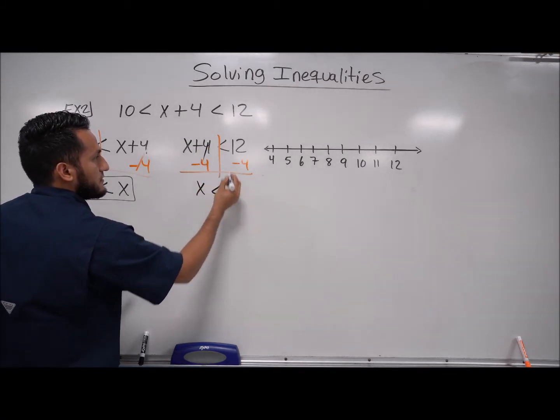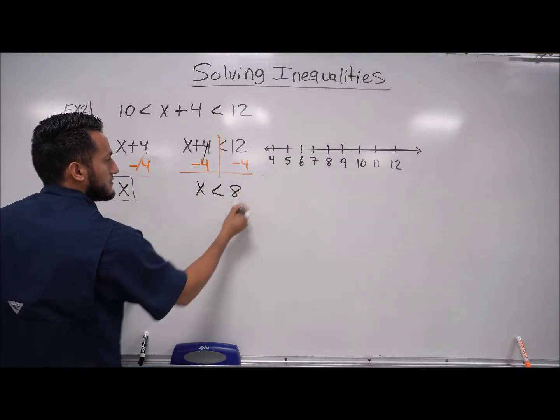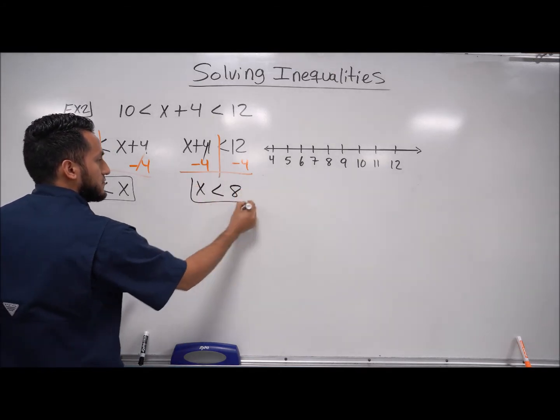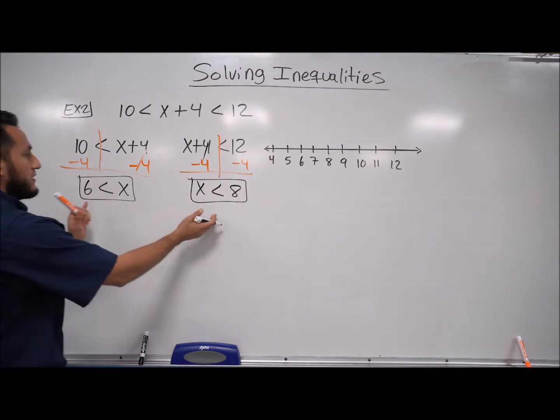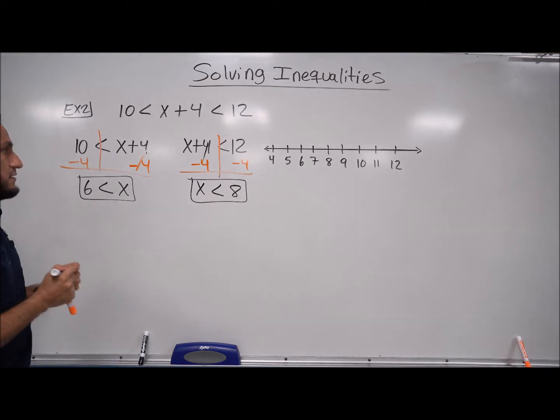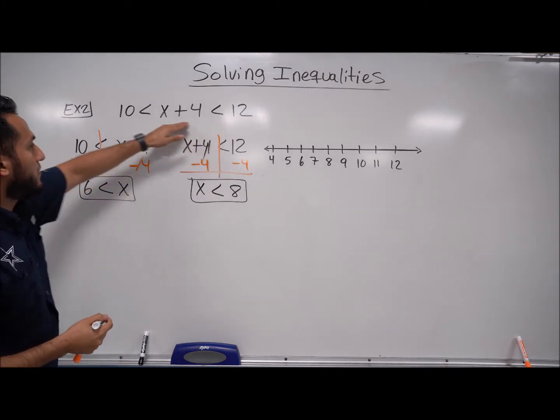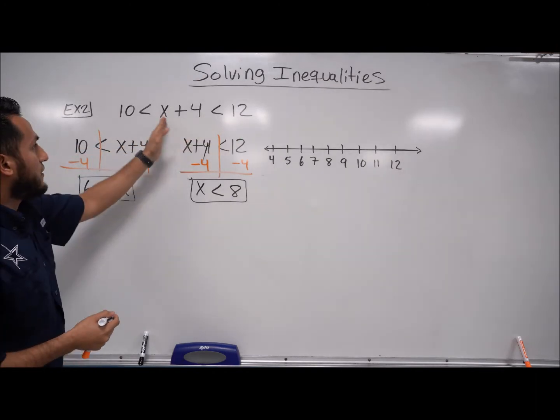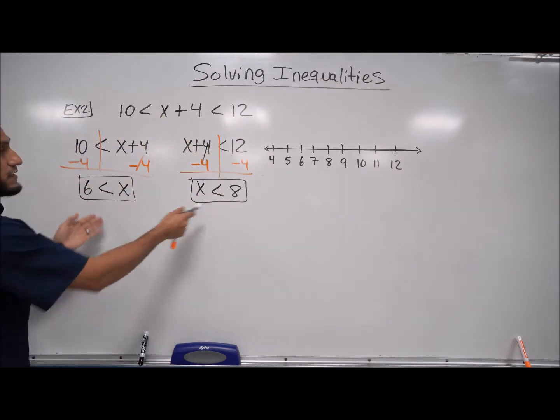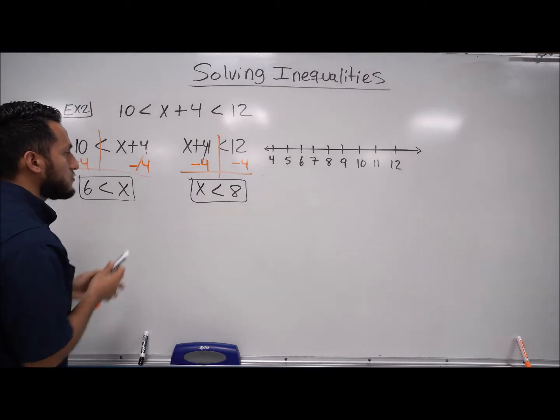It's x less than 12 minus 4, that's 8. And that's it. X is by itself, so you're done solving. So it looks like we got two answers, okay? Now, because your original problem, your compound inequality, was like this, the variable was between two numbers, you can combine this as well. You can put the variable between the two numbers.